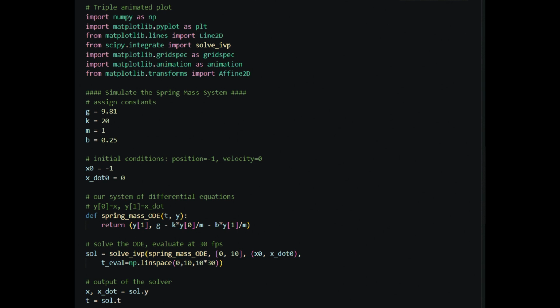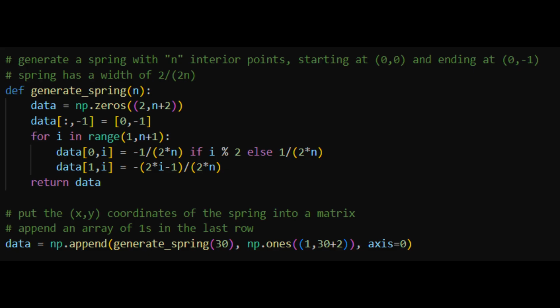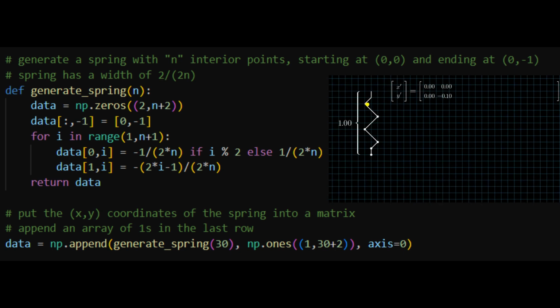Now let's see how we can use affine transformations to animate a spring mass system. First, we will write down the ODE describing the equations of motion of the system. Then, we will create a function to generate points on the spring. This is exactly what we did at the beginning of the video.